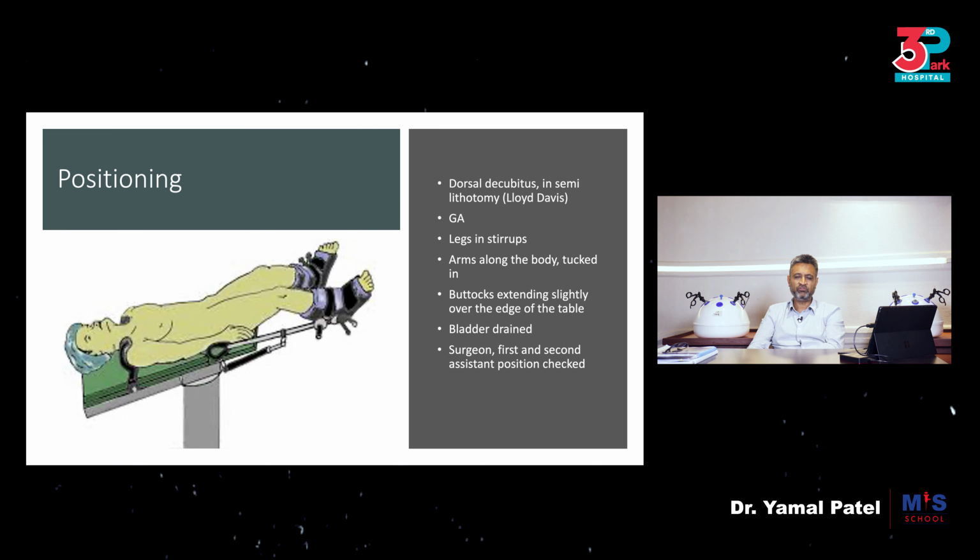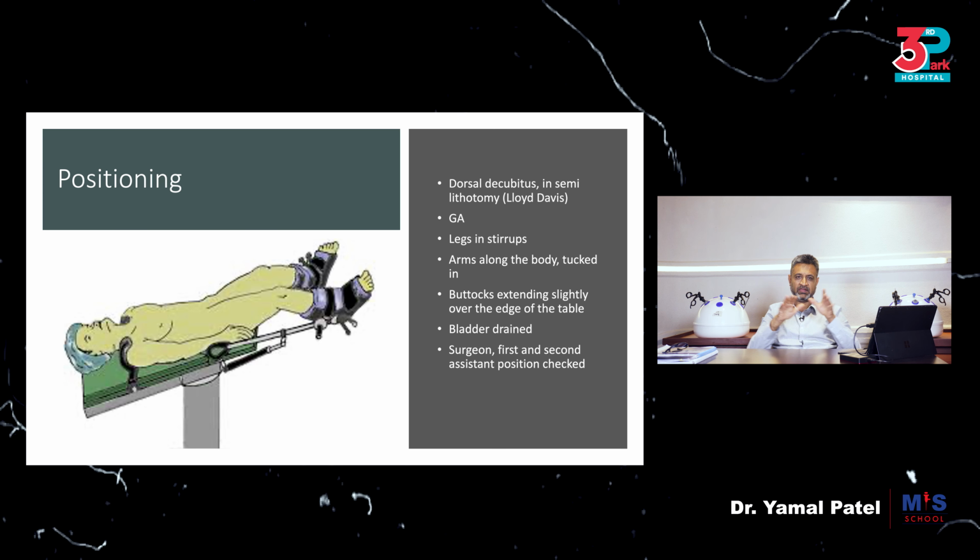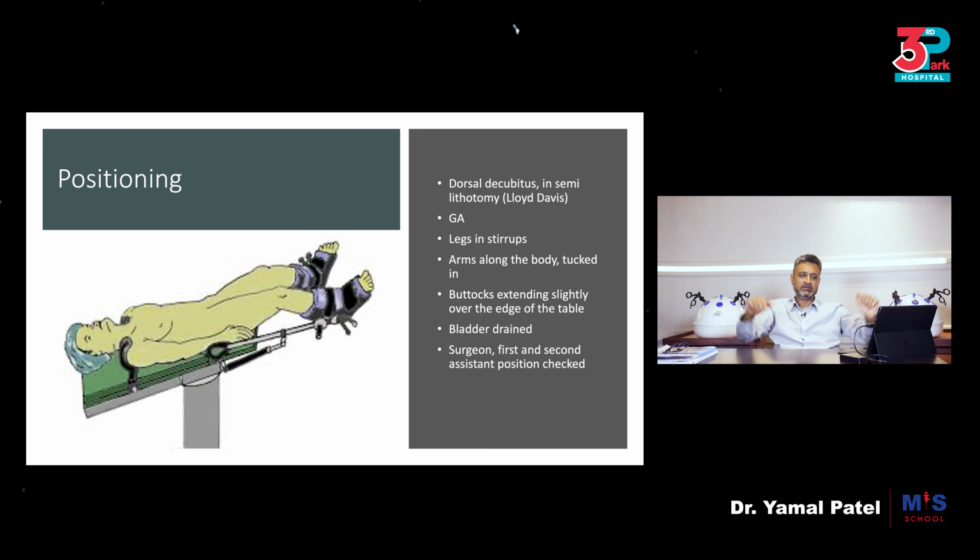We now go in to the theater ready for the hysterectomy. How do we position this patient? Most of the times for laparoscopic hysterectomy, we would position them in a dorsal decubitus position, in a semilithotomy or a Lloyd Davis position with the legs a bit straightened out, with a space in between the legs to allow for possible assistance from below.